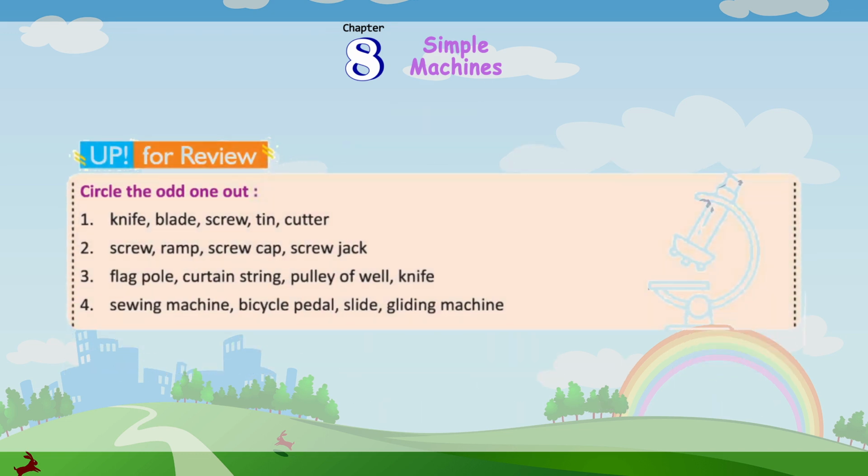Up for review. Circle the odd one out. Number 1. Knife, blade, screw, tin cutter. Number 2. Screw, ramp, screw cap, screw jack. Number 3. Flagpole, curtain string, pulley of well, knife. Number 4. Sewing machine, bicycle pedal, slide, gliding machine.